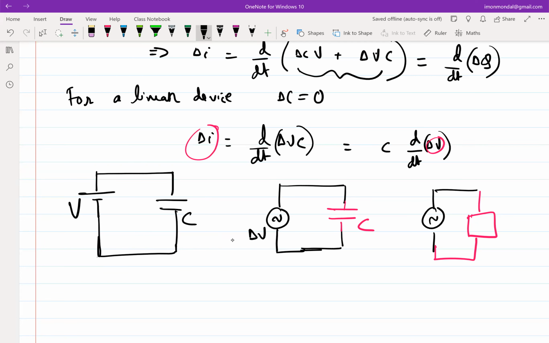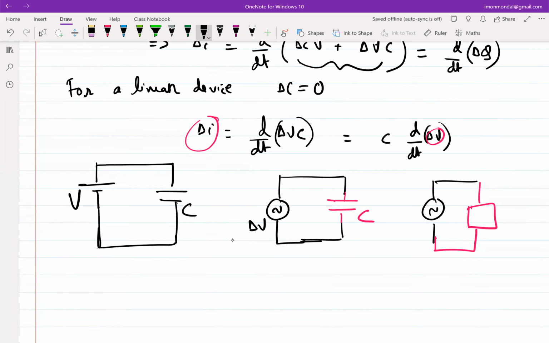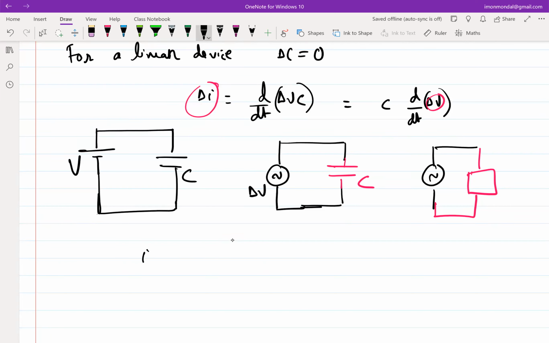So again, we have to go back to the fundamental IV characteristics in case of a capacitor, right? In case of a capacitor, C is equal to Q by V. This is the fundamental relationship of a capacitor. So I equal to C dV dt comes because we differentiate Q. So everything comes from here. So in case of a nonlinear capacitor, we have to go back to this original relationship.